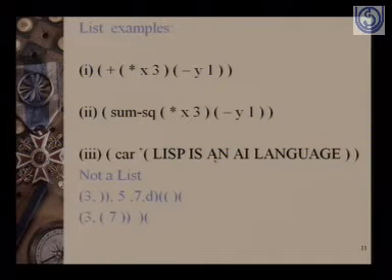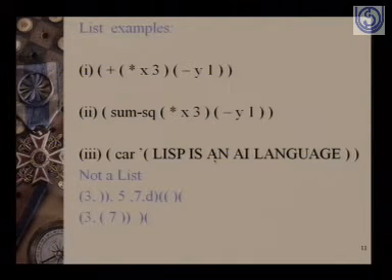A similar approach has been used in defining the list data type of the language Lisp. We will have some examples on the next one. For example, the first characteristic or requirement for a list is that the expression must be bound by a pair of parentheses. Now you see, in example 1, the outermost 2 symbols are a pair of parentheses. So the first condition is satisfied.